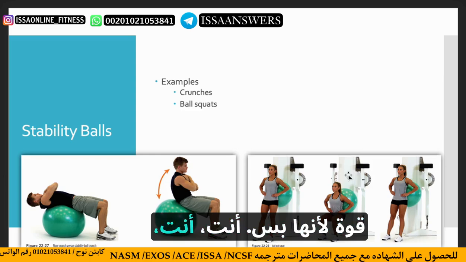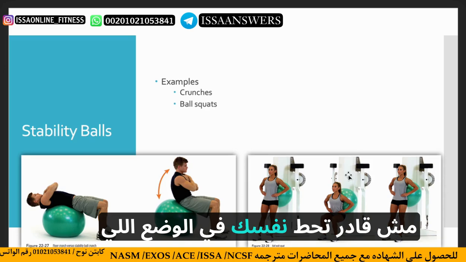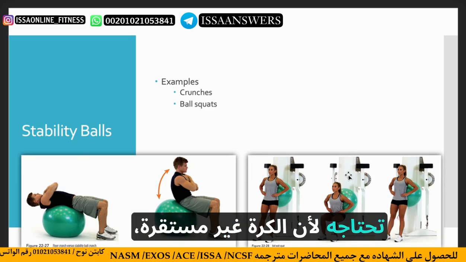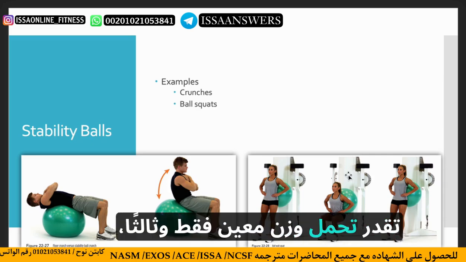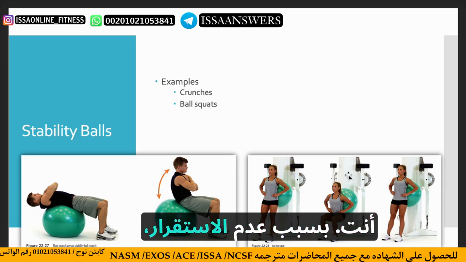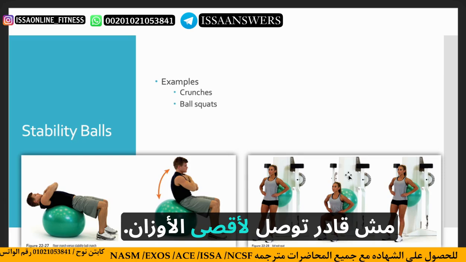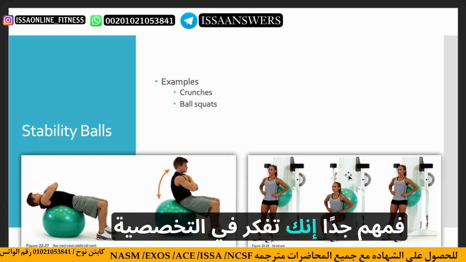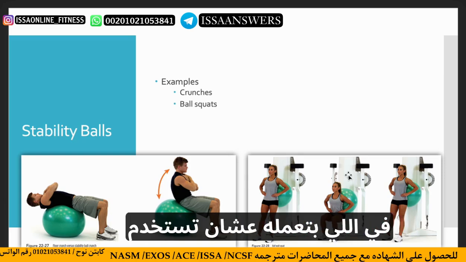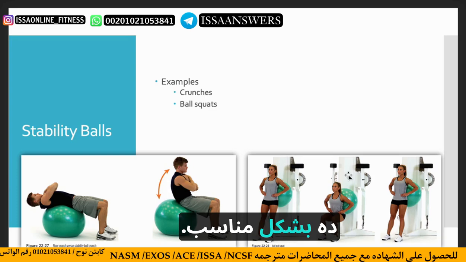because you can't get yourself into the positioning that you need to, because it's unstable, number one. Number two, it can only hold certain weight. And number three, because you're unstable, you can't reach max loads. So it's very critical that you think about the specificity of what you're doing to then use this accordingly.